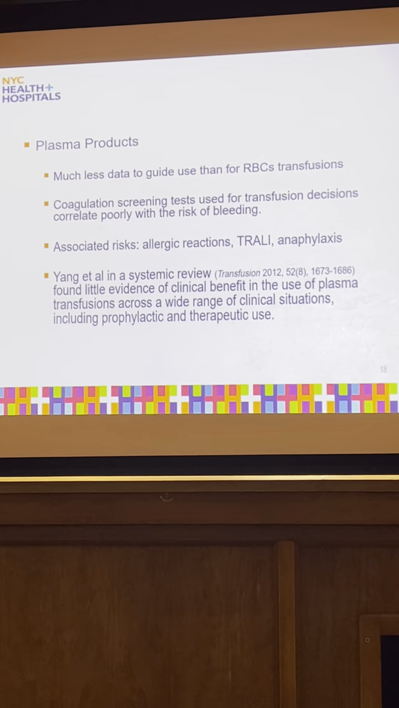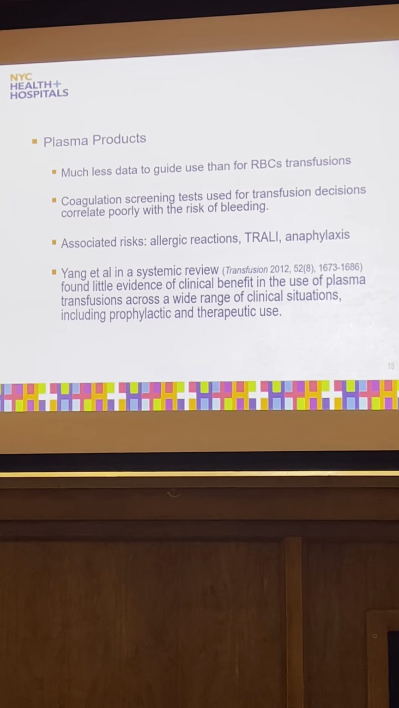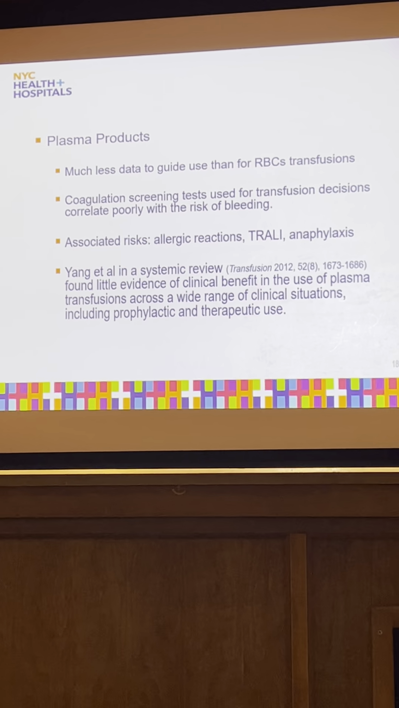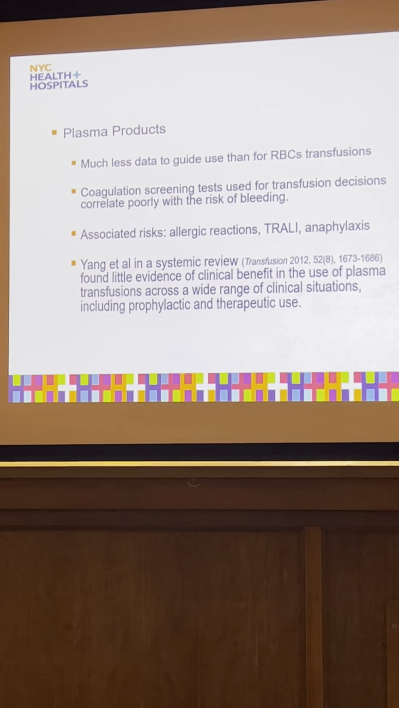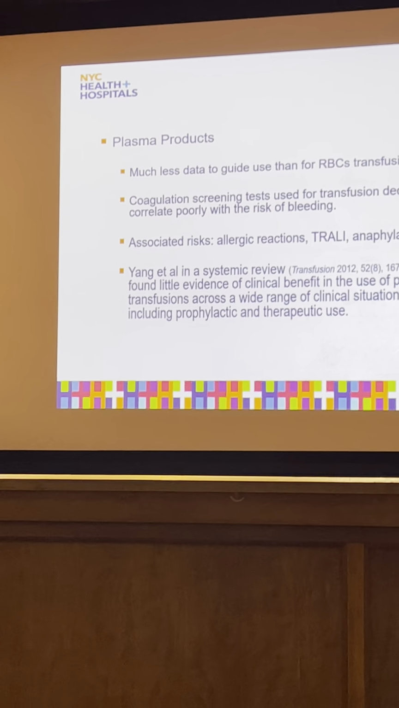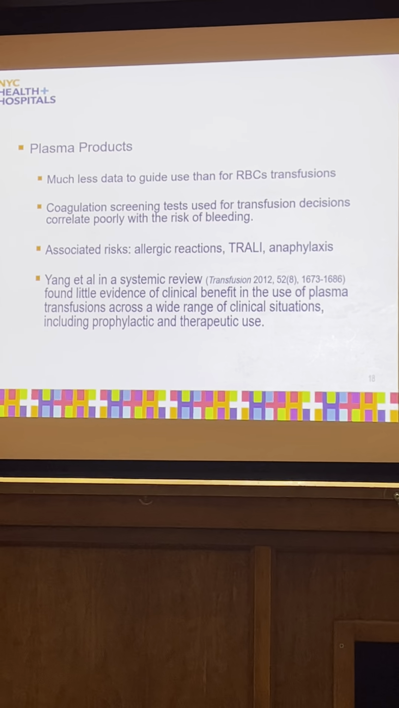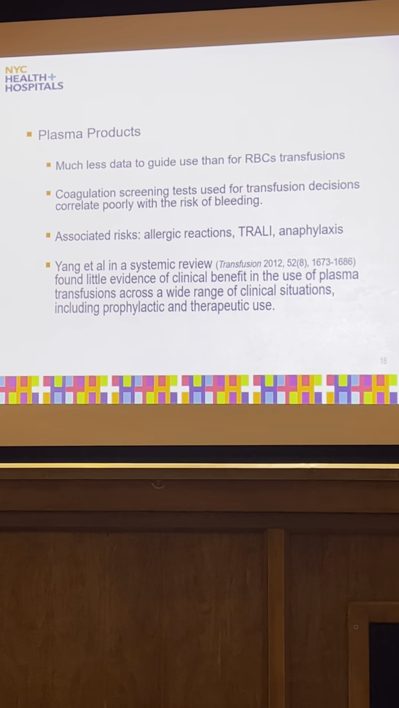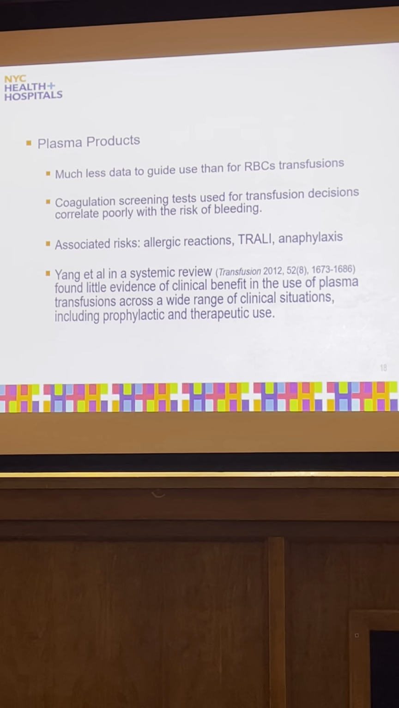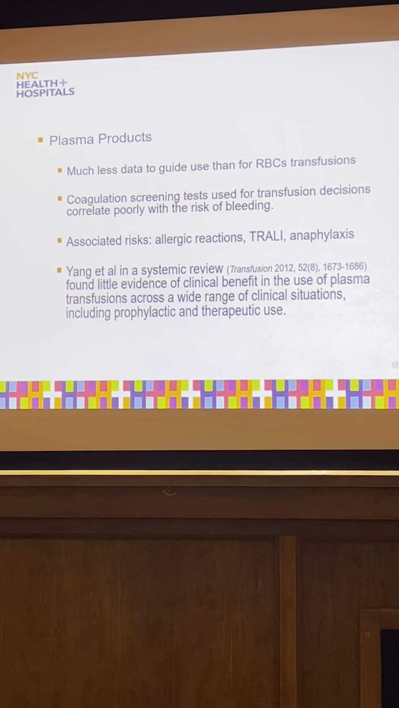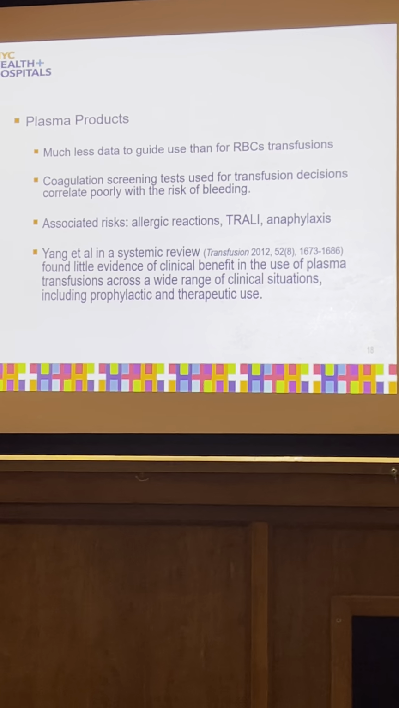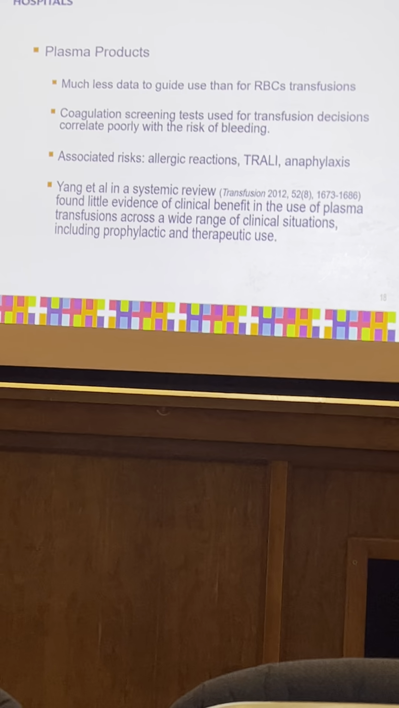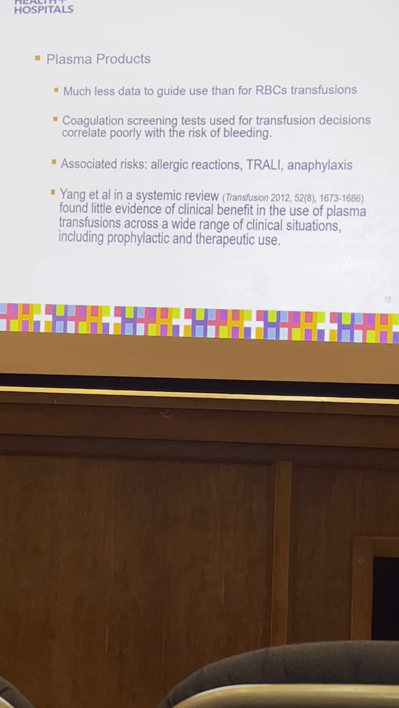For plasma products, like I said, the data is not as robust as for red cells. As you know, the most useful plasma use is in the MTP setting, a massively hemorrhaging patient. If you look at the average unit of plasma, the INR is not 1.0. Because we use anticoagulant in the donor bank, it's actually a little higher.